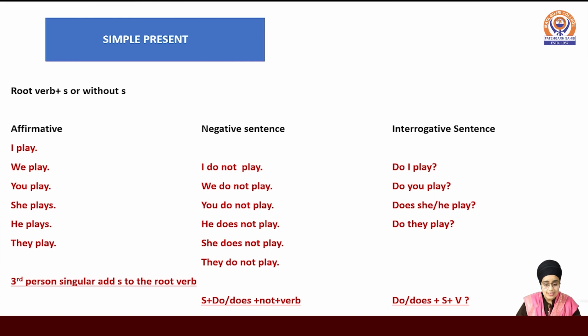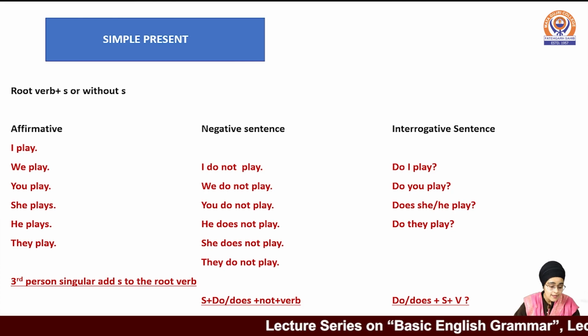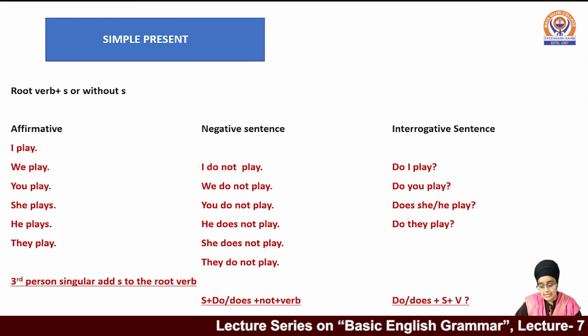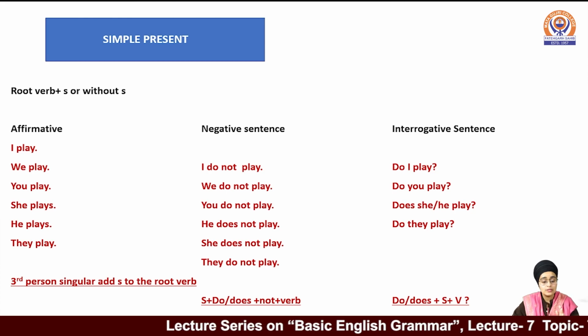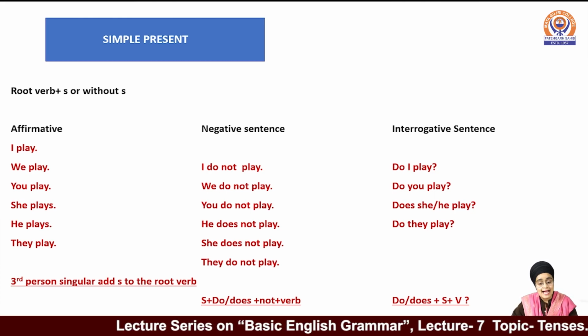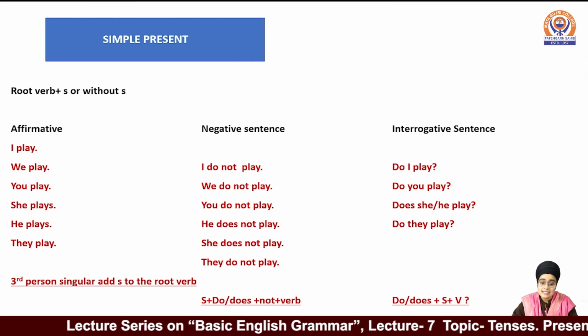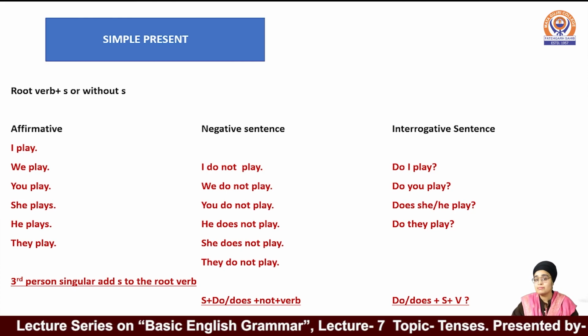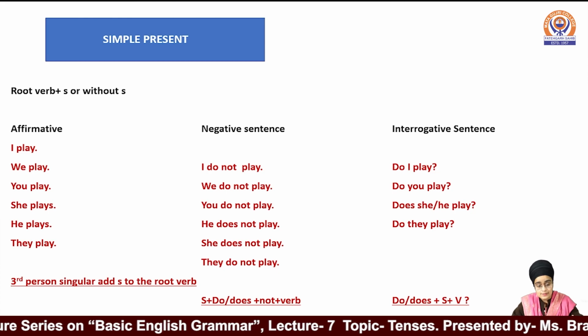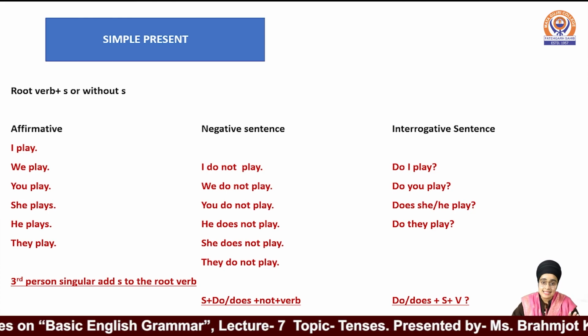Now let's come to various kinds of sentences, and we will make these sentences in simple present tense. First, affirmative sentences wherein you are stating something. I have taken the root verb as play for an instance. So I play, we play, you play, she plays, he plays, and they play. Now there's a basic rule: with third person singular, you will add an S to the root verb in the sentences wherein you are using the simple present tense. For all the other persons, you will use the root verb as it is.